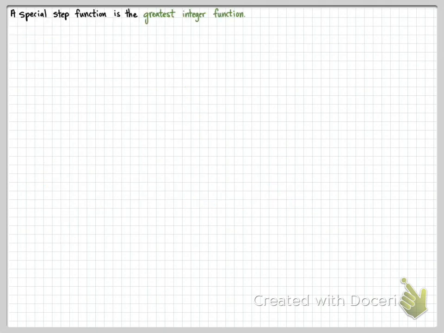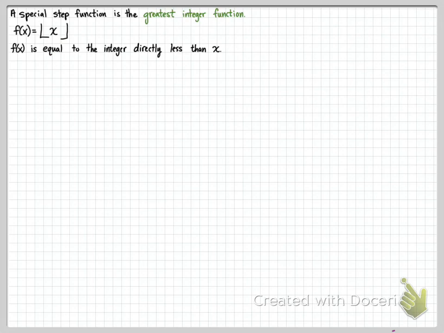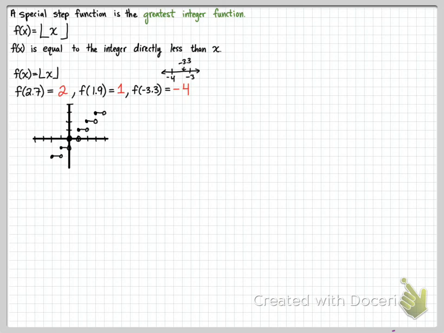Okay, so a special step function is the greatest integer function. This is how we'd write it. So f of x is equal to the integer directly less than x. Okay, so in this case, if we look here at this graph, we're going to look for 2.7. So 2.7, we're going to start here, we're going to go 2.7. Okay, what is f of x equal at when x is 2.7?